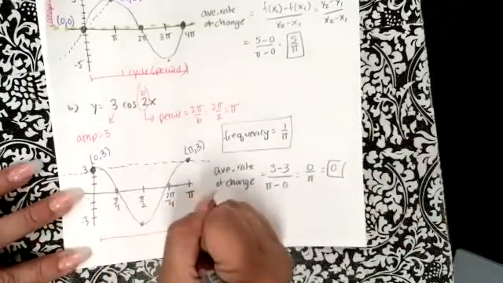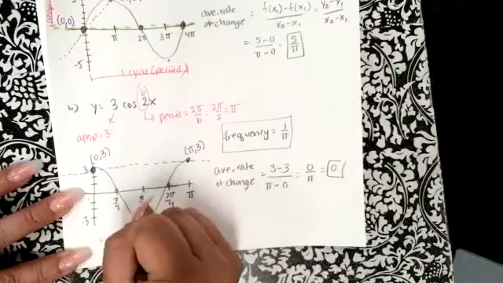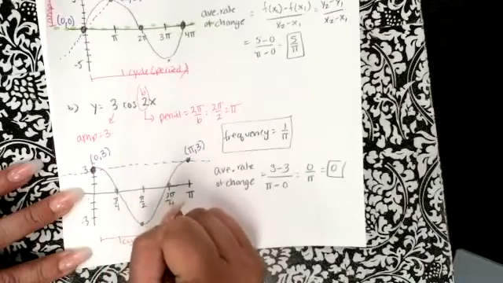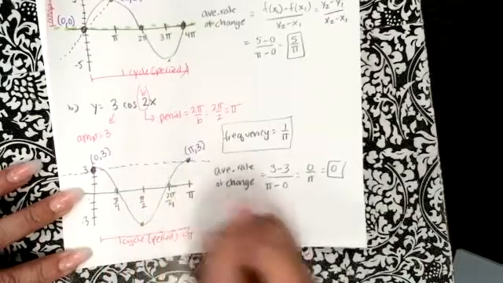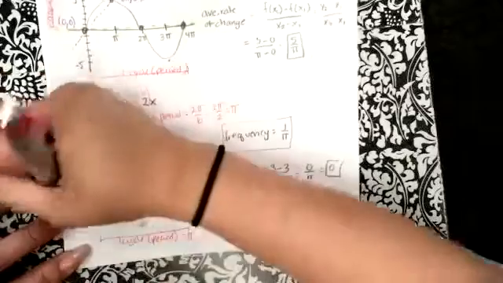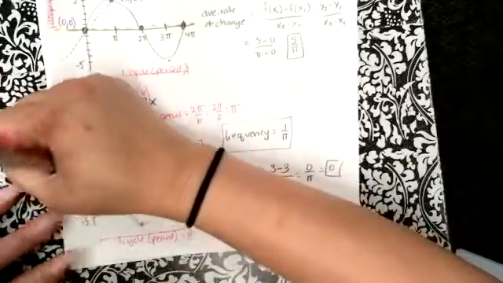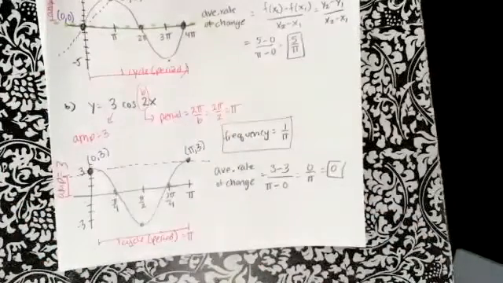Once again, this is your period or your one cycle. And this is your amplitude. And that concludes our notes.